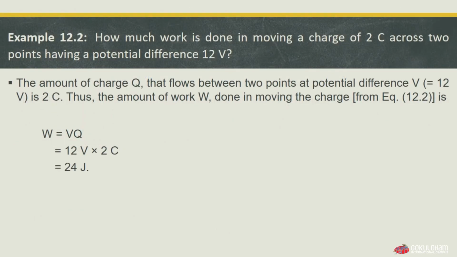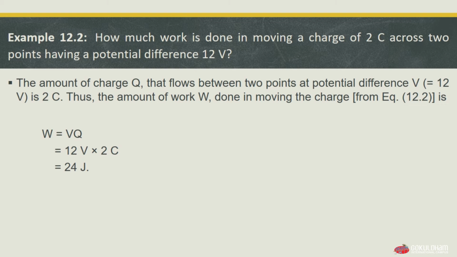Now we will look at example 12.2: how much work is done in moving a charge of 2 coulomb across 2 points having a potential difference of 12 volt. In the question we have to find the work done in moving the charge. The value of charge is given as 2 coulomb, and across the 2 points the potential difference is 12 volt. So here we have the values of the potential difference and the coulomb.